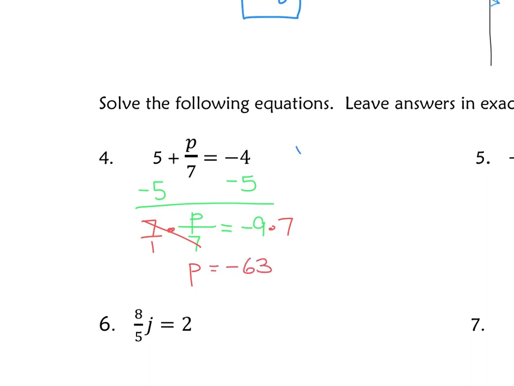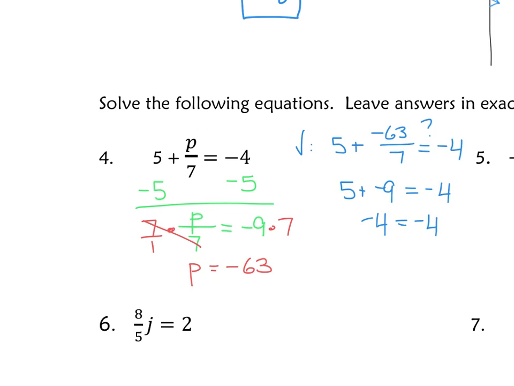And just like the last video, you can check your answer. Is 5 plus negative 63 over 7 going to equal negative 4? Right now we are checking. So we are seeing, is this in fact equal? Negative 63 over 7 is negative 9. When I add those two numbers, do I get negative 4? I sure do, so I could be certain that my answer is correct.